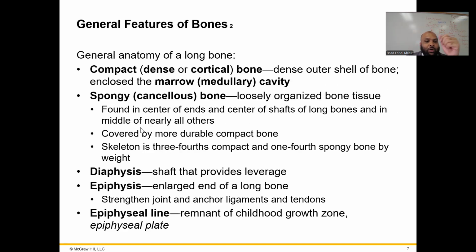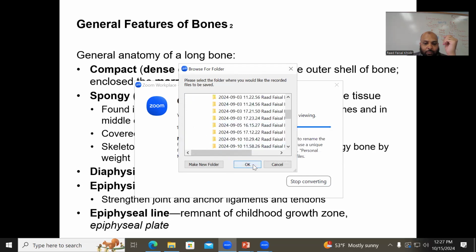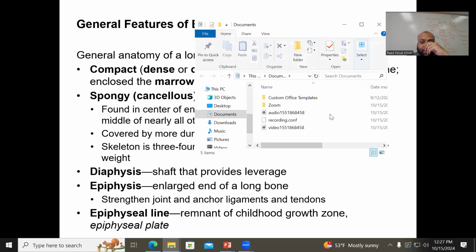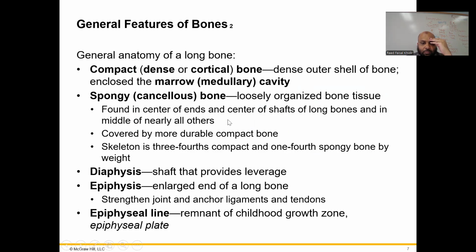The long bones are compact, dense, or cortical bones. These bones have dense outer shells that are enclosed around the marrow or the medullary cavity.